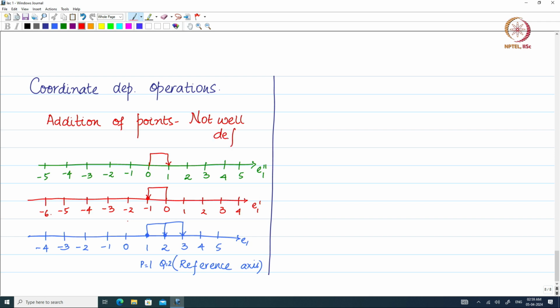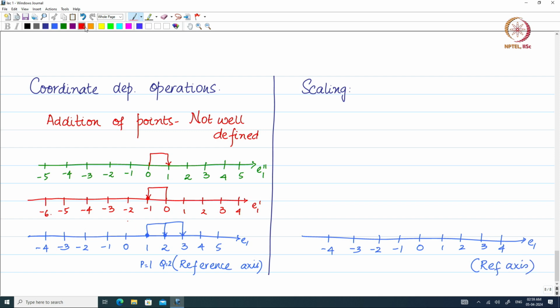Now let us see if the scaling makes sense, because we did vector scaling there. So we want to look at if scaling actually makes sense. So let us look at scaling, where we multiplied by a scaling factor k. We will use the same convention that we had here, where we have this E1 axis. I will take 0, 1, 2, 3, 4, minus 1, minus 2, minus 3, minus 4. Let me call this the reference axis again.